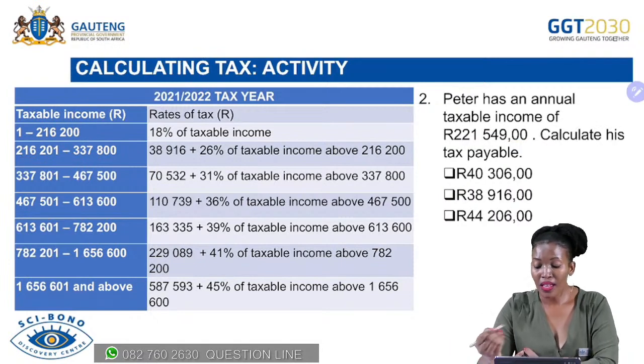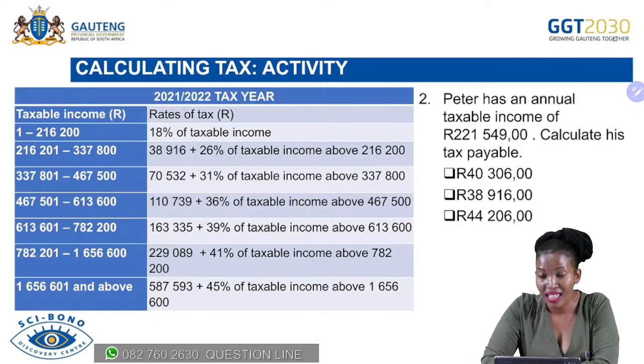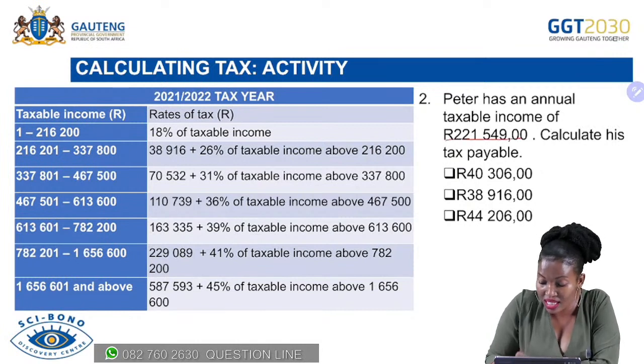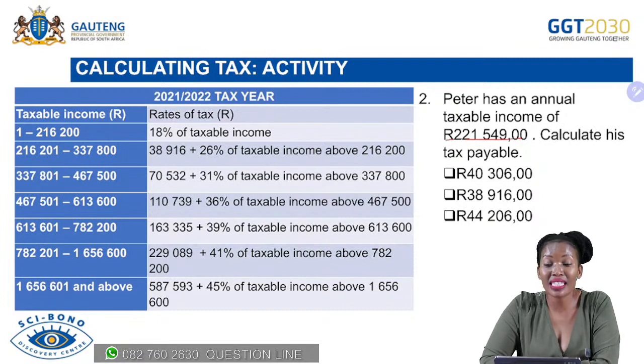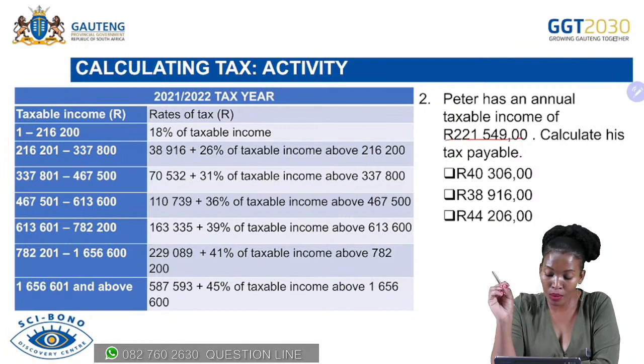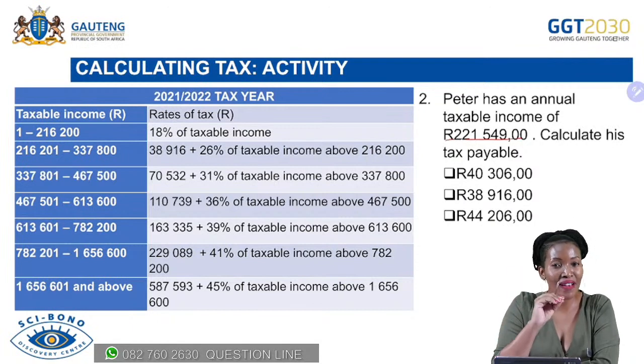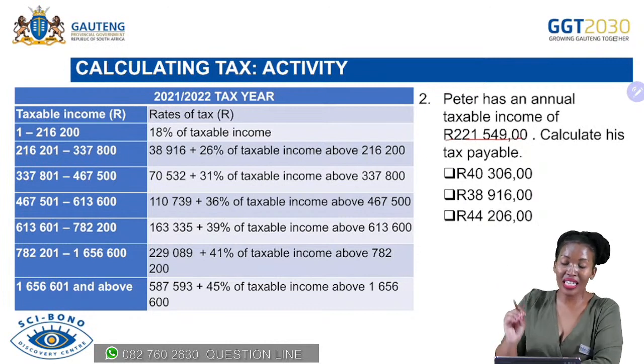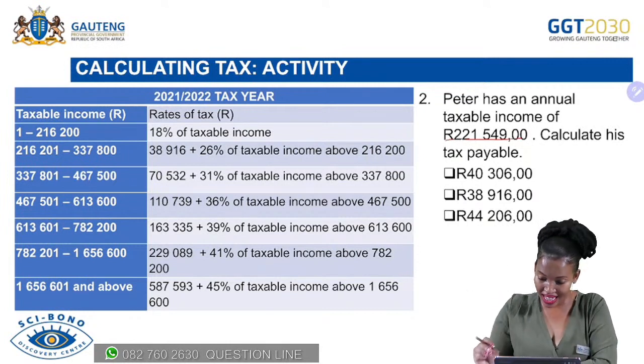And then number 2, Peter has an annual taxable income of 221,549. Now we must calculate his tax payable. Remember, what have we been doing here? We've been identifying the correct tax brackets. But now we need to calculate the tax.